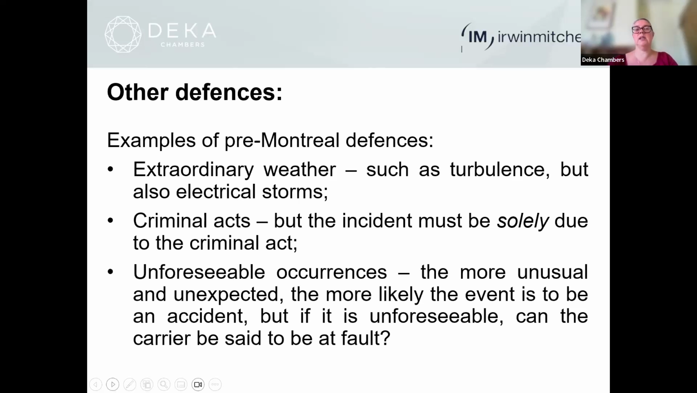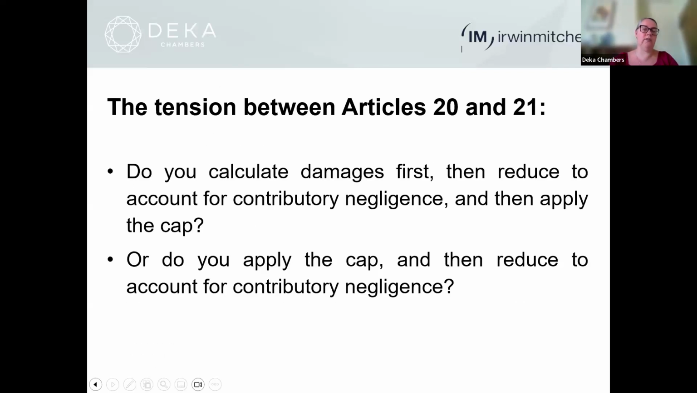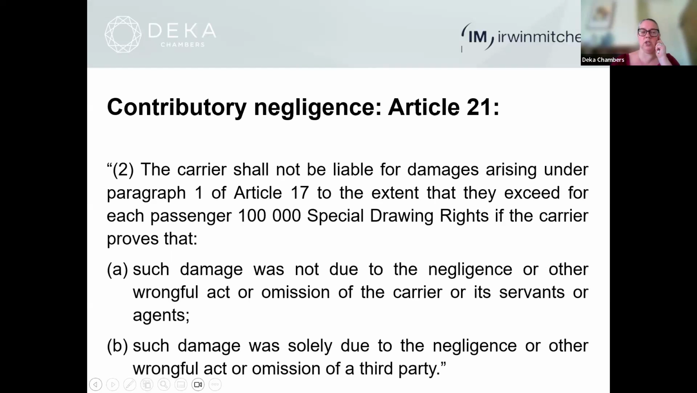Criminal acts is a possibility, so where you show that the incident was solely due to a criminal act. The problem with criminal acts of third parties: it looks as if you can come within Article 21.2b to say, well, look, it's a wrongful act of a third party. So the one that I'm thinking about is an American case, which involves a robbery. In that case, the defence was brought to say, look, the loss of the cargo was only due to a wrongful act of a third party, of the robbers. That defence didn't succeed because the court said, well, it wasn't solely due to that, was it? Because if you'd had a proper burglar alarm system in place, this would never have happened.